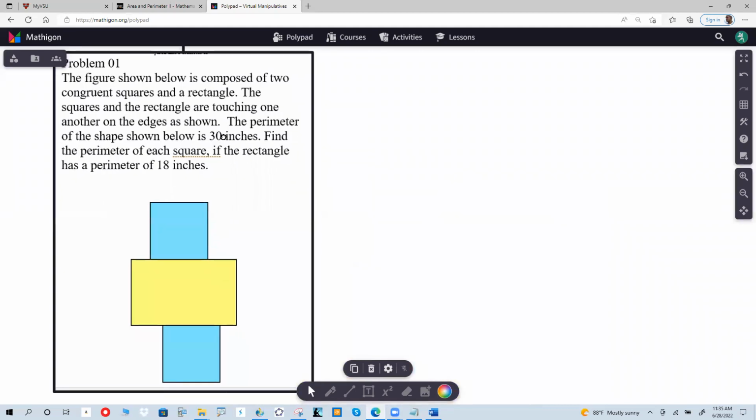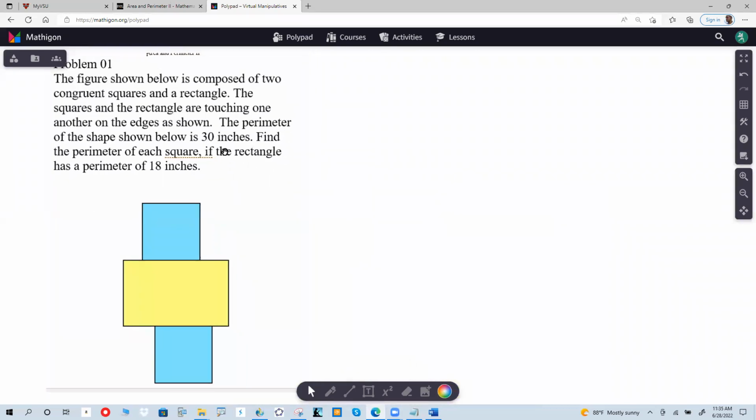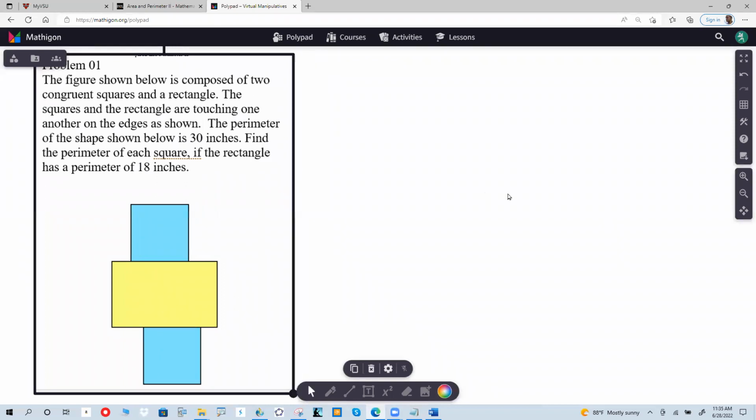Let's read the question. The figure below is comprised of 2 congruent squares. The blue shapes are squares. It says so. The squares are in a rectangle, touching the way they are. The perimeter of the shape is 30. So what does that mean?